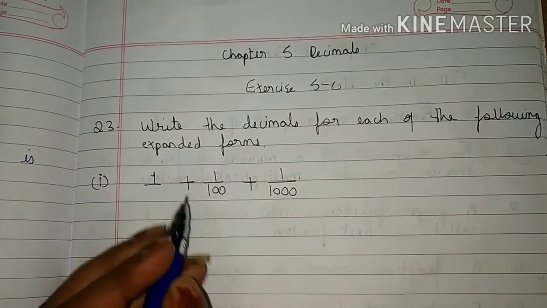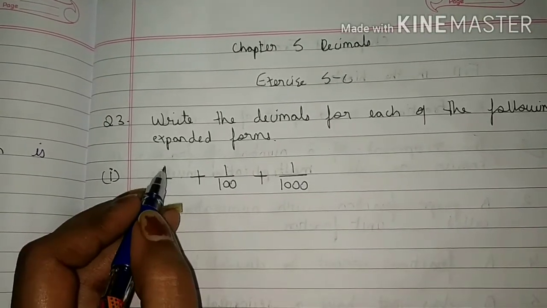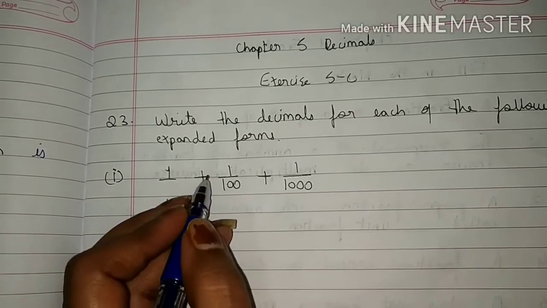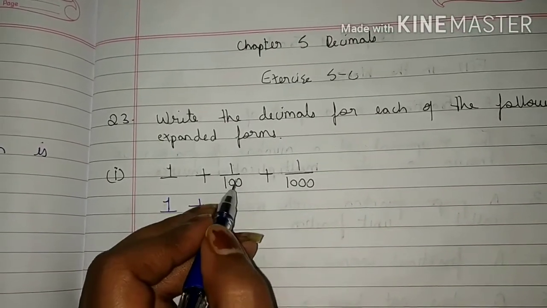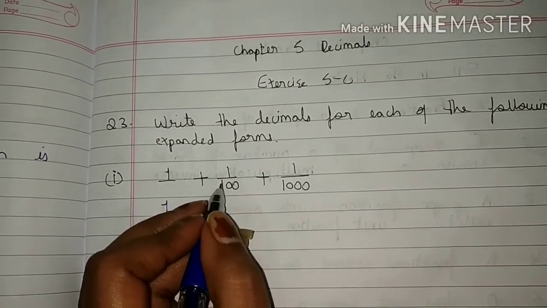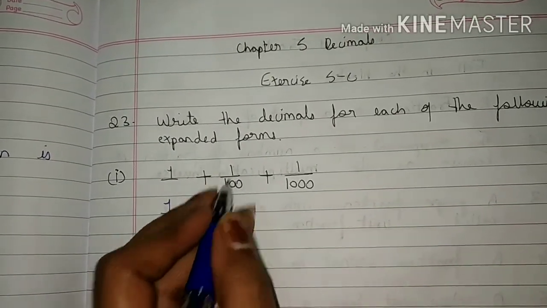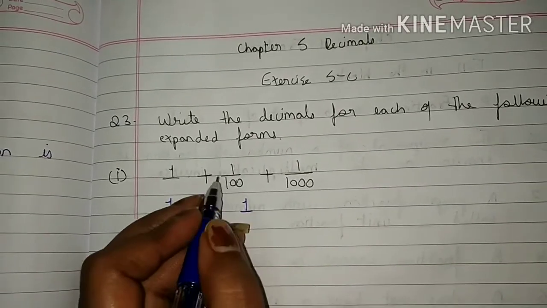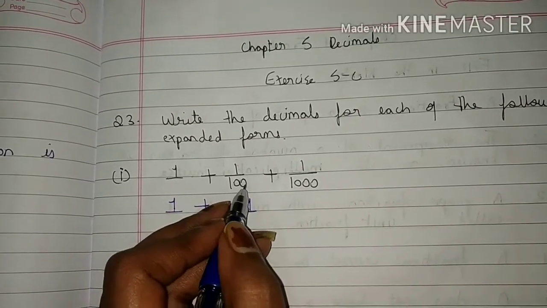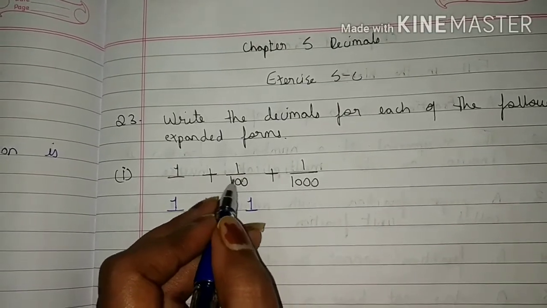Students, first of all we will copy down the question here. After that we will add the numbers. Here it is 1, so we will write here 1 plus. Students, we will convert 1 by 100 into decimal. Now students, you can see here numerator is 1 and denominator is 100. So first of all we will write the numerator 1 here. After that we will count the number of zeros in the denominator. Students, you can see here 0 is written 2 times. 1, 2.